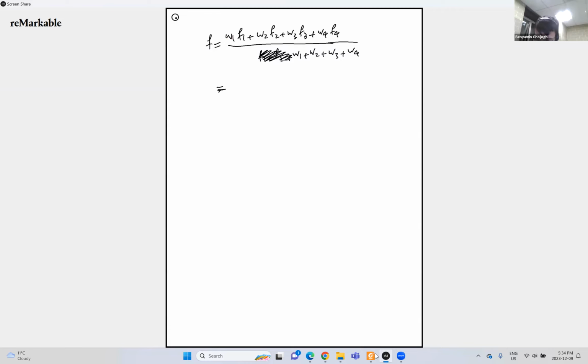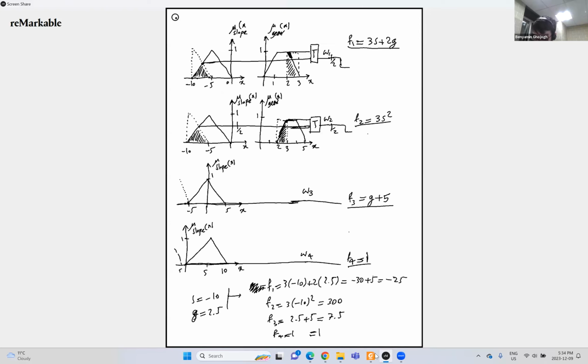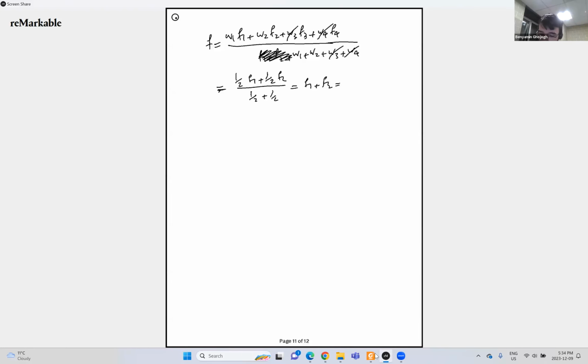And here, then what happens? W3 and 4 are 0. So they go away in our case. Then W1 and W2 are both half. So it becomes half F1 plus half F2, in other words, F1 plus F2 over 2, which is minus 25 and 300. So that was for Sugeno.